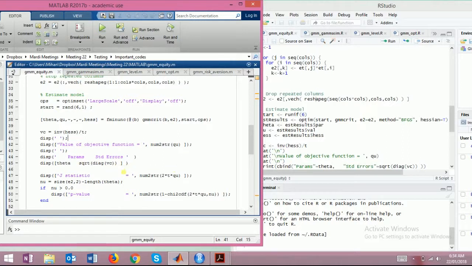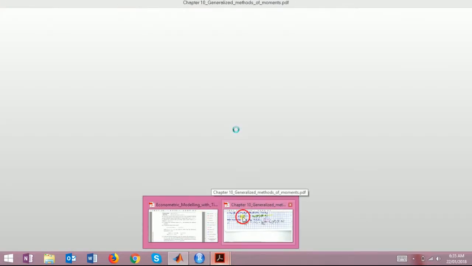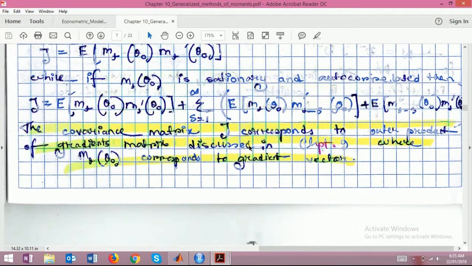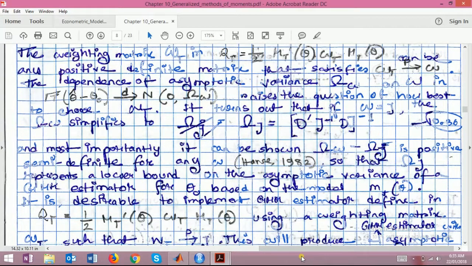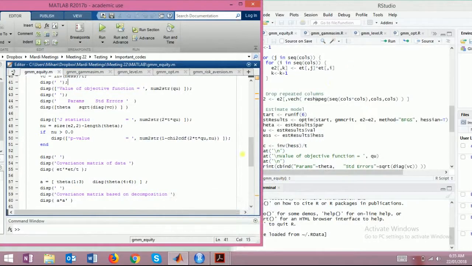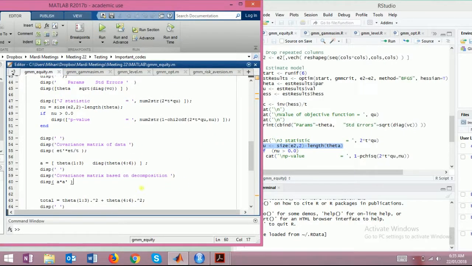And in theta we estimate theta parameter and standard error. Then J statistic is nu, the size of E2 minus length of theta. How do we estimate the J statistic? We need to have a look into this. So we have J, so this is new to TQ. If nu is greater than 0, we find this percentage value. That's all. Cool.